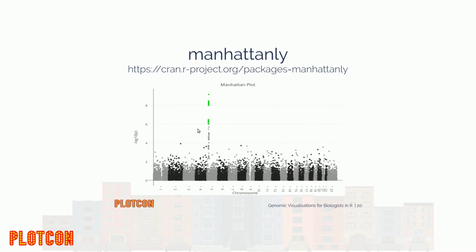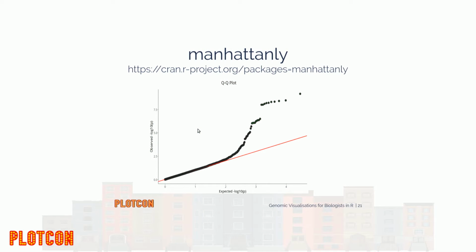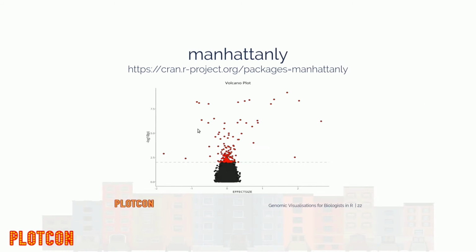It's a very simple package. It's basically just a wrapper for a lot of work that Carson did. He's the lead developer for the Plotly package. It does three things. It creates these Manhattan plots, these QQ plots, which are a method of verifying the distributional assumptions of your test statistics, and these volcano plots.